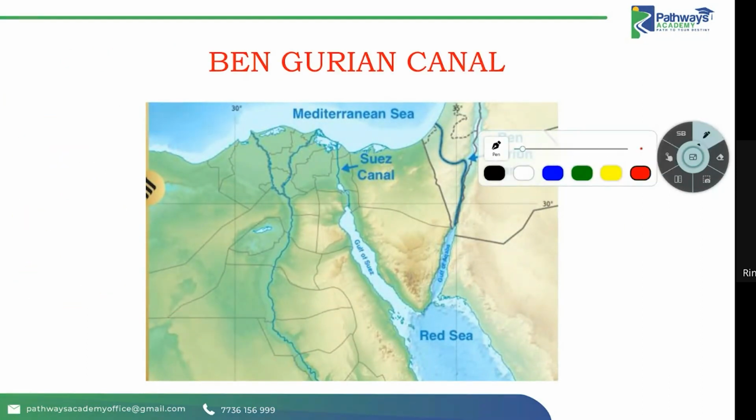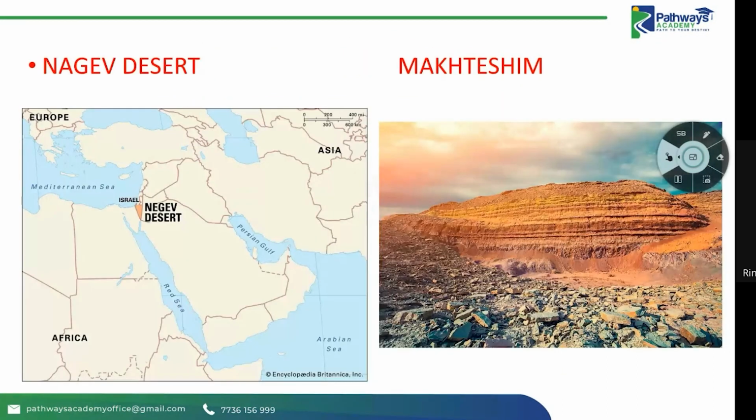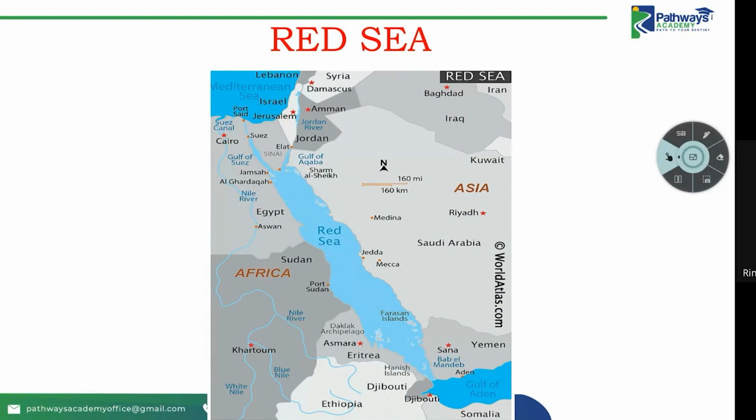Next is the Ben Gurion Canal. What is the Ben Gurion Canal? Before moving to the Ben Gurion Canal, we will just discuss the Red Sea. We already discussed the Red Sea in our last class. What are the countries bordering the Red Sea?